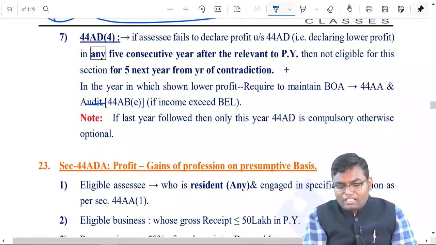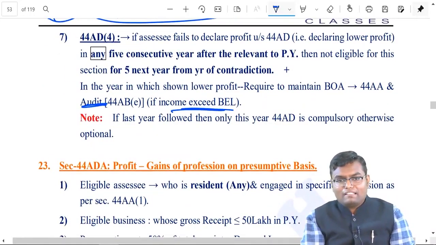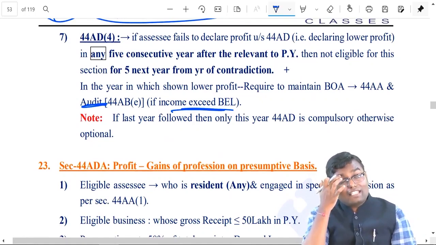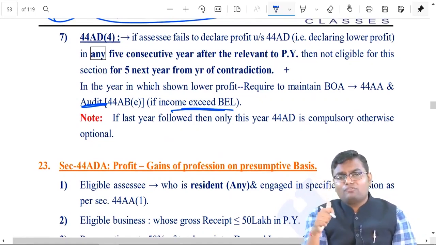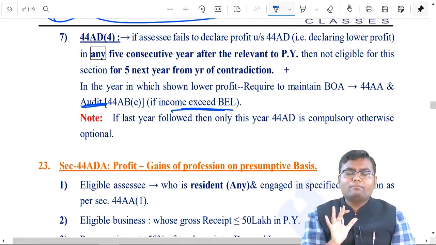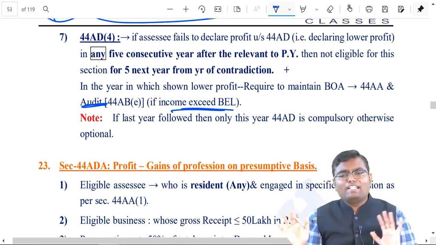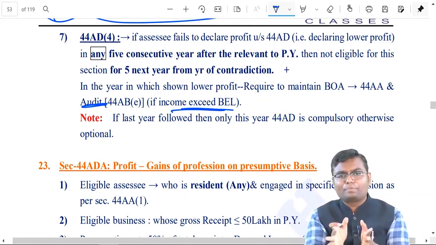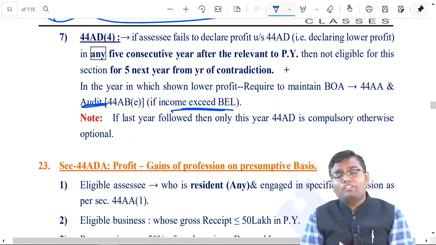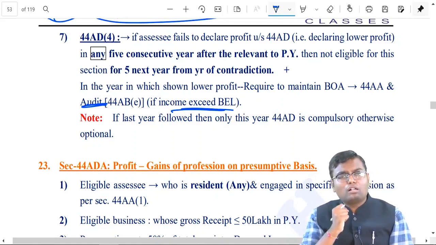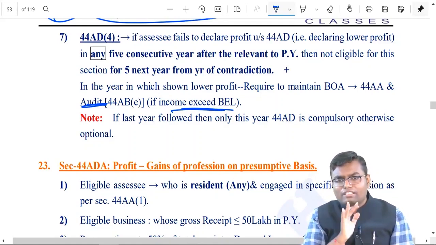Audit is to be done only if your total income is more than the basic exemption limit. So we can also say that if in the last year 44AD was followed, then in this year it is compulsory. If in the last year 44AD was not followed, then in this year it is optional. If in the last year 44AD was followed, then in this year you have to compulsorily follow 44AD, otherwise audit is to be done.